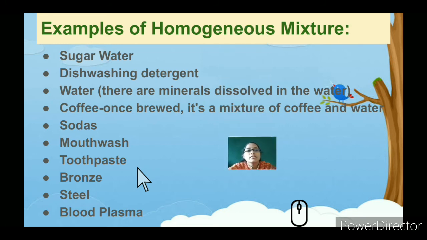So we will see some examples of homogeneous mixtures now. Sugar in water, dish washing detergent in water, minerals dissolved in water. There are certain minerals in water that you are not able to see with your naked eyes, so it is also a homogeneous mixture. Coffee once brewed is a mixture of coffee, water, sugar, etc. Soda, mouthwash, toothpaste, bronze, steel, blood plasma. This is a component of blood. We can see blood as red in color, but we cannot see the different components, because it is completely combined and homogeneous in nature.